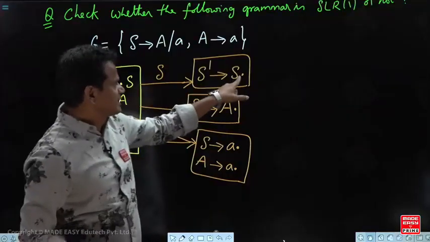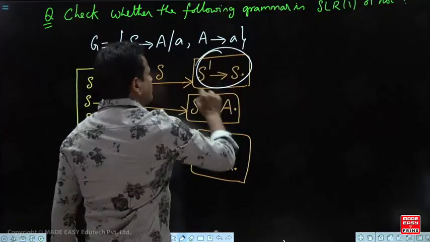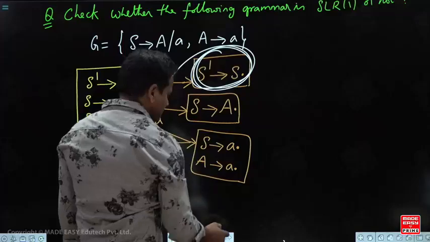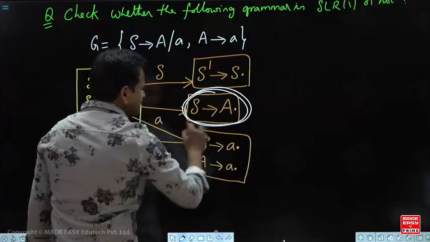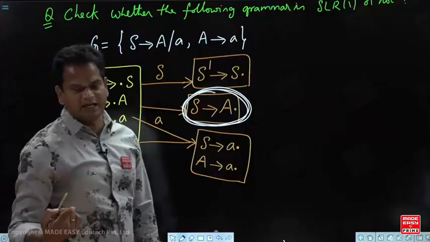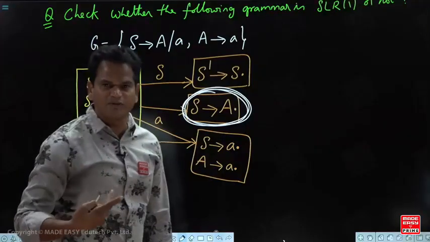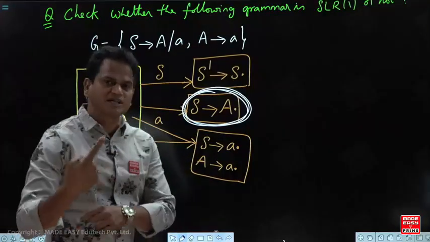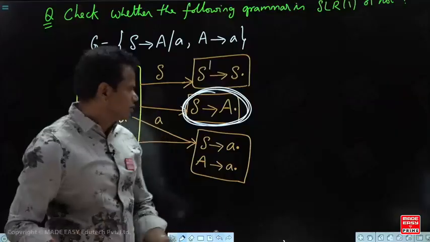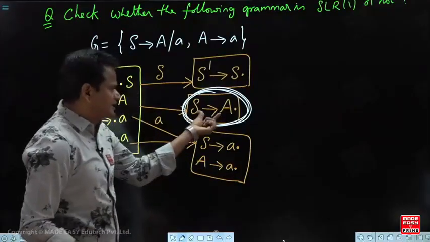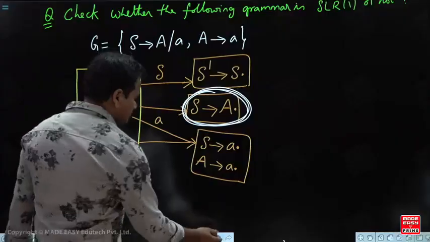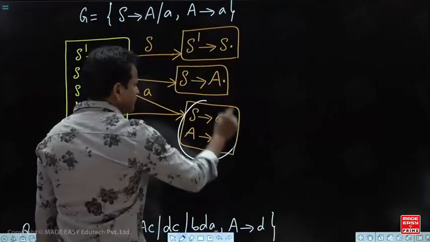Now we have a final item here, but this is the augmented one. The augmented one we never consider, so leave it. And we have a final item in this state, but only one final item. What is the chance of getting a conflict? It needs one final item and one shift terminal. Do we have any other production? No. Or two final items. Do we have any other final item? No, there is only one production. No chance.